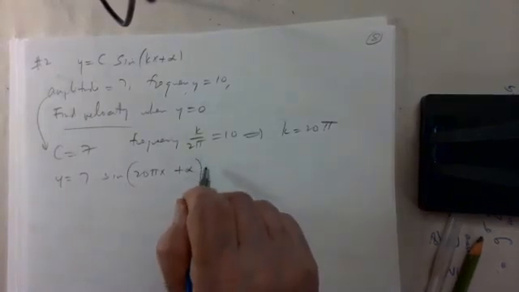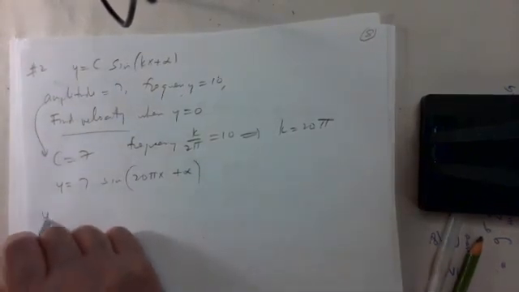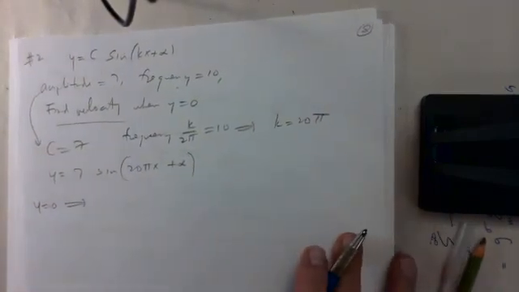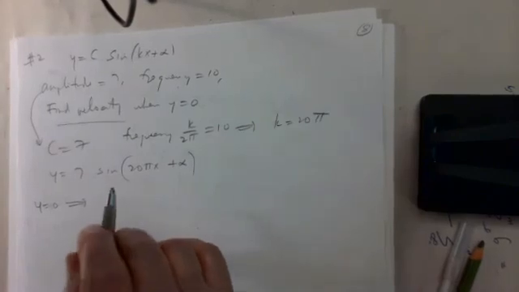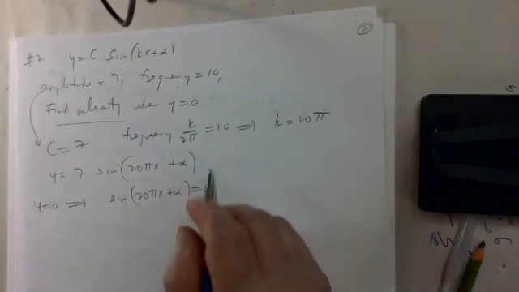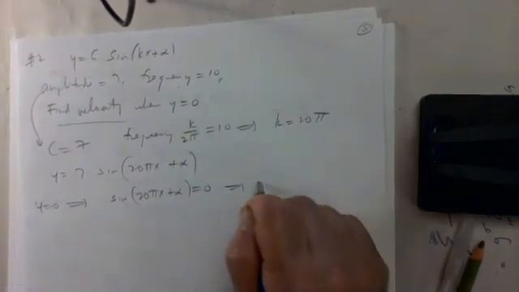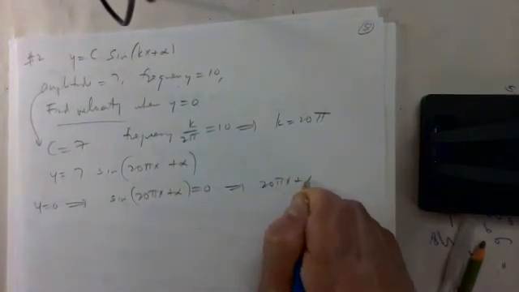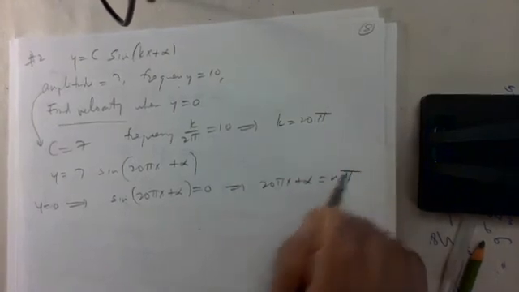When is y equal to 0? So when y is sitting right at the origin, when y is equal to 0, the sine of 20 pi x plus alpha is 0, which means 20 pi x plus alpha is some multiple of pi.